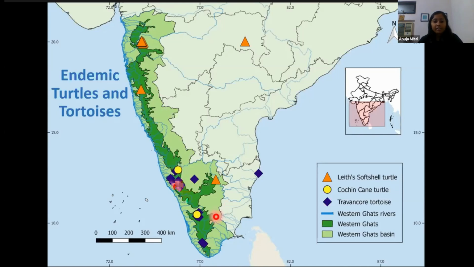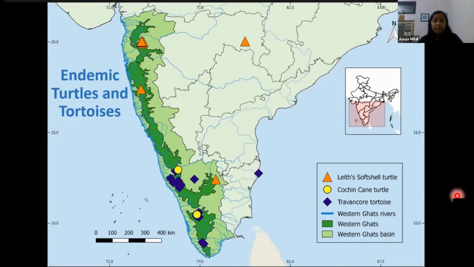The Cochin cane turtle anyway has a very restricted range and specific habitat requirements, but we saw that they're mostly restricted to protected areas, whereas the Travancore tortoise is kind of more spread out and even present outside protected areas. The Leith softshell that you'll see in this area is because of what my colleague Sneha presented earlier. She's been networking and doing a lot of awareness activities. So now our collaborators on their own upload their rescue data to FTTI directly.